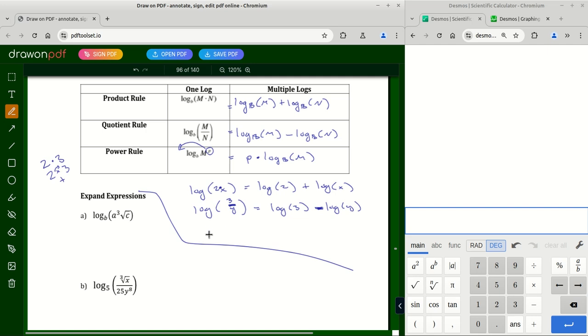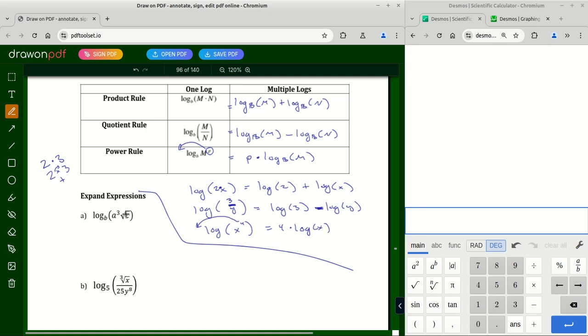The last one is a power thing. So let's just say I have like log of, I don't know, x to the 4 or something like that. I could take that 4, move it to the front. So it's 4 times log of x, and you're done. So there you go. Those are just some quick examples of what we're doing. And now we're going to apply them to the bigger problems.